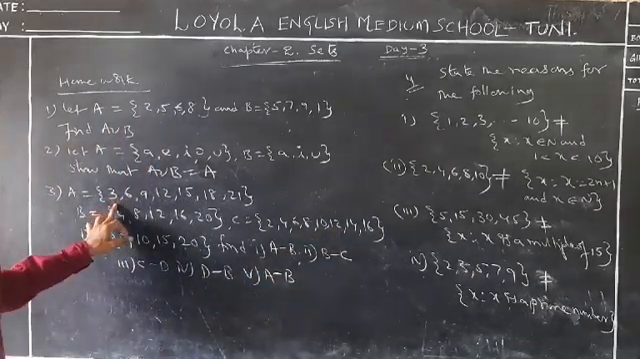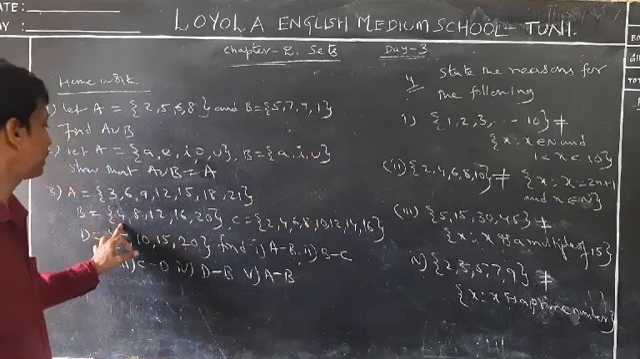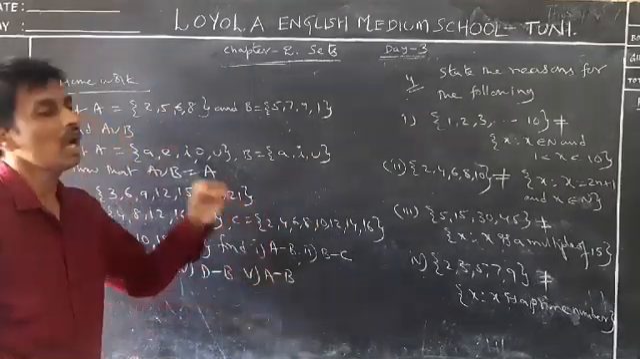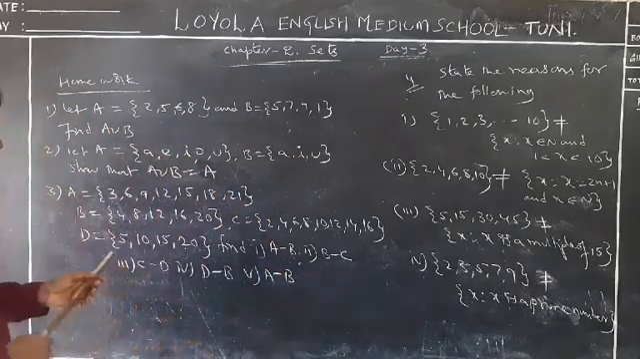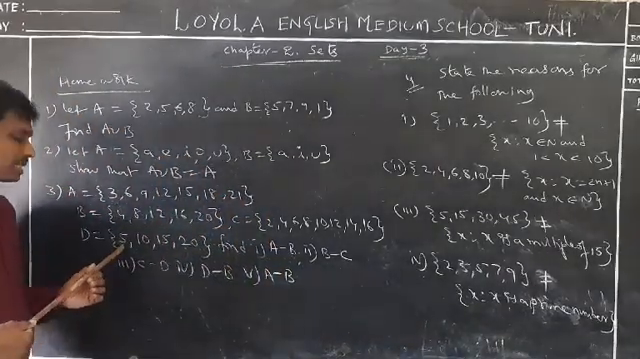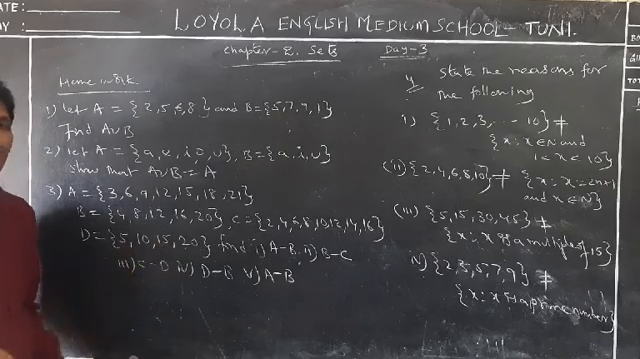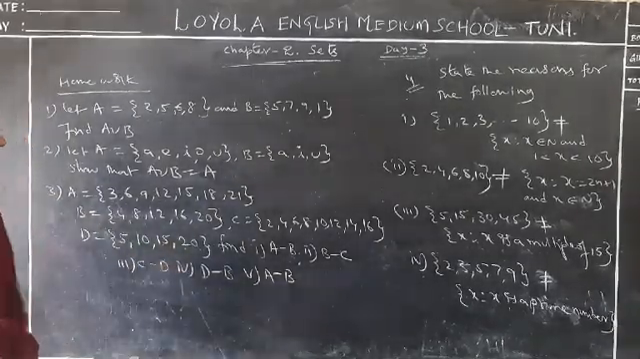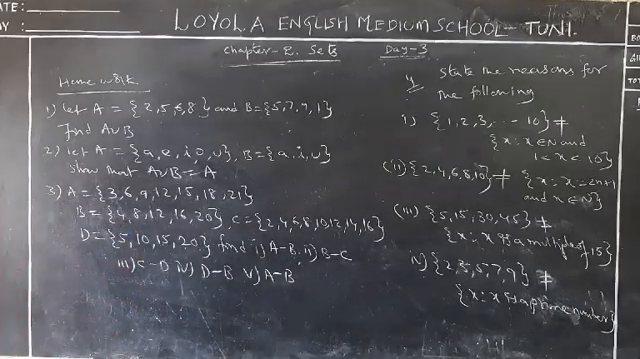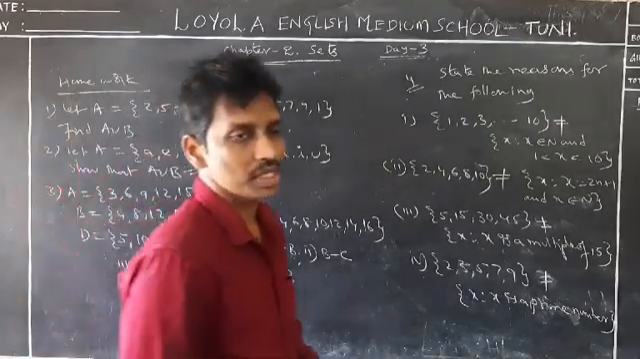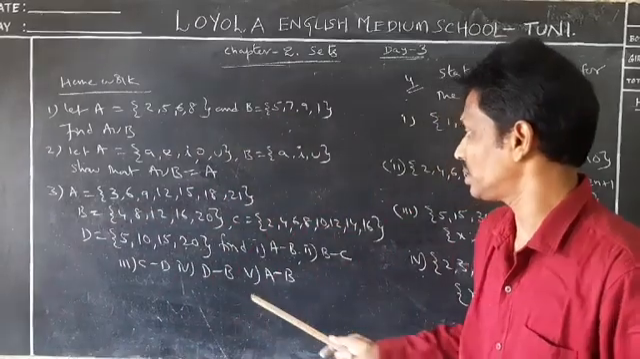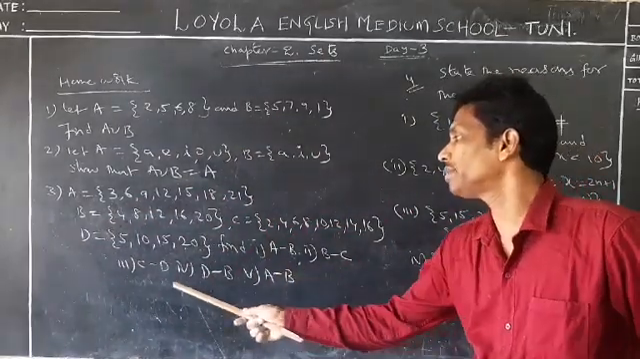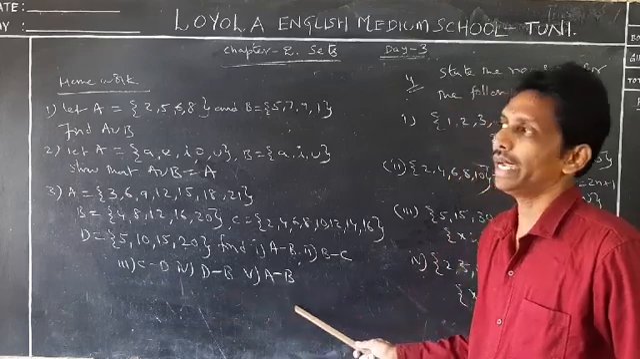These are the multiples of 3 until 7. These are the multiples of 4 until 5. These are the multiples of 2 until 8. And D is another set: 5, 10, 15, 20. These are the multiples of 5 until 4. So from these 4 sets we are asked to find the difference of 2 sets. What are the differences of 2 sets? A minus B you find separately, B minus C, C minus B, D minus B and A minus B.